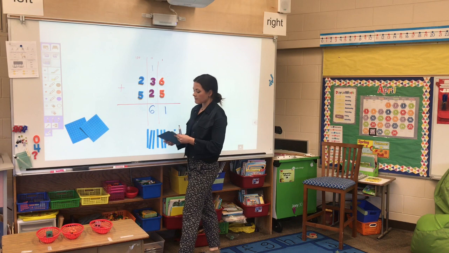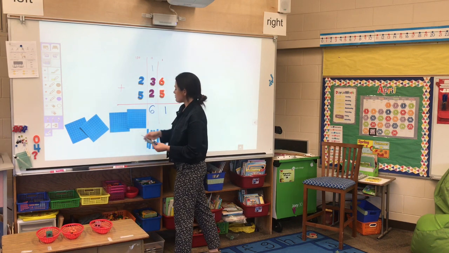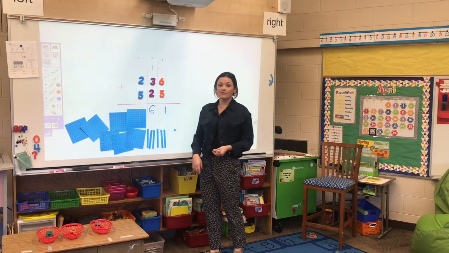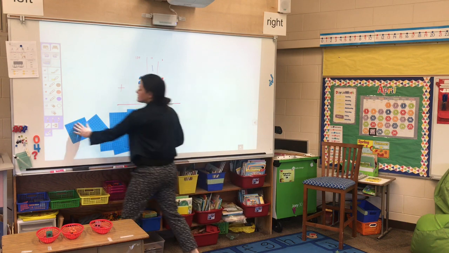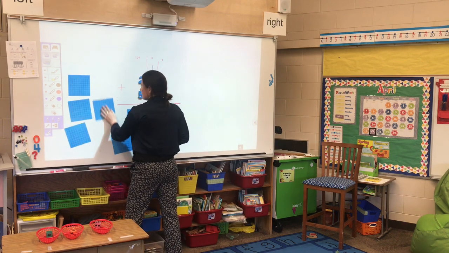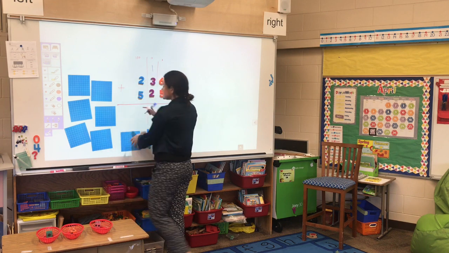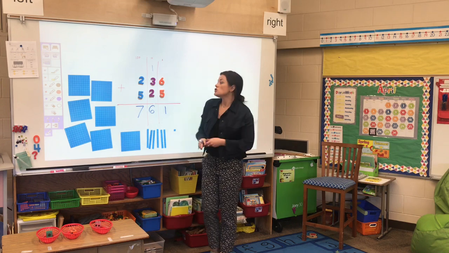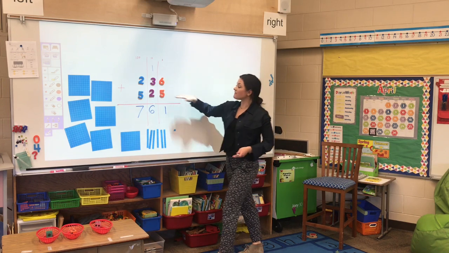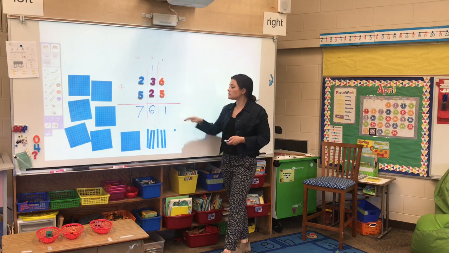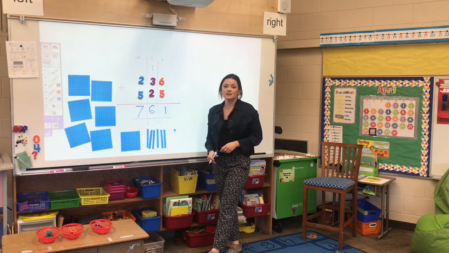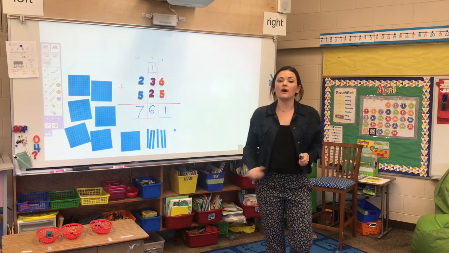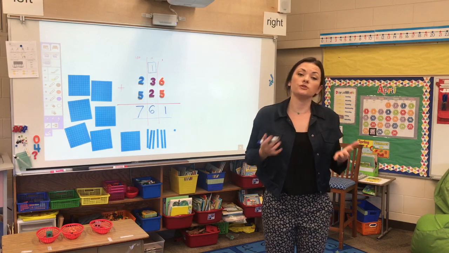Now I need to add 5 more. 1, 2, 3, 4, and 5. How many groups of 100 do we have? Let's see. 1, 2, 3, 4, 5, 6, 7. 2 plus 5 equals our number 7. So we had 236 plus 525, and that equaled our number 761.